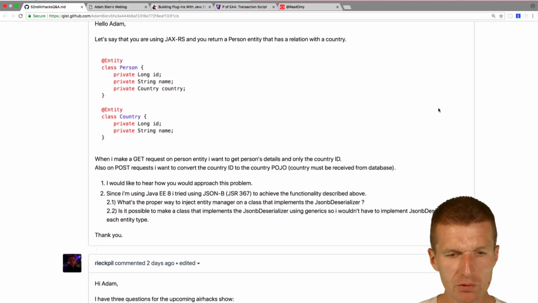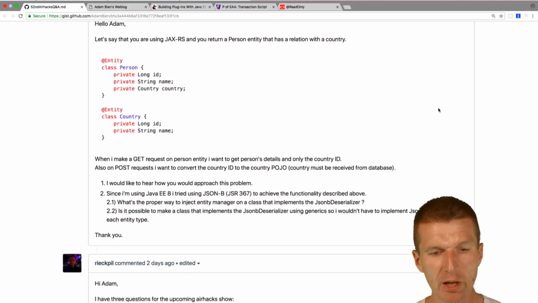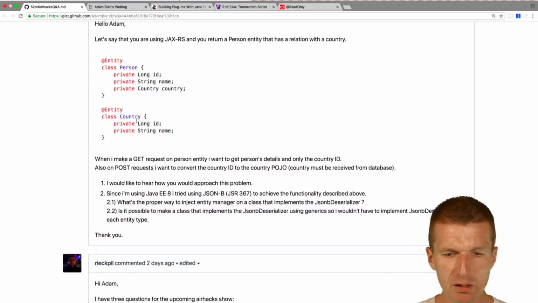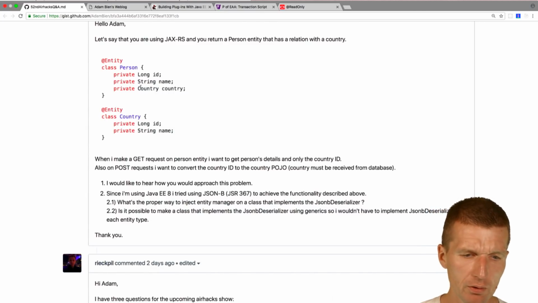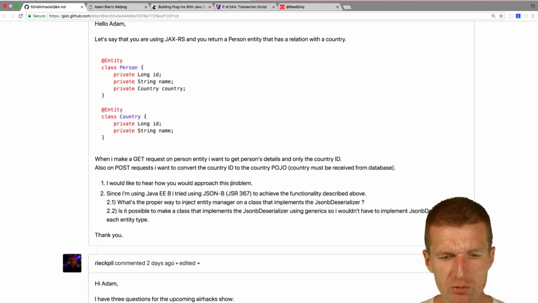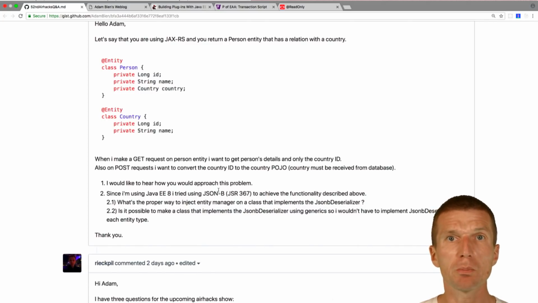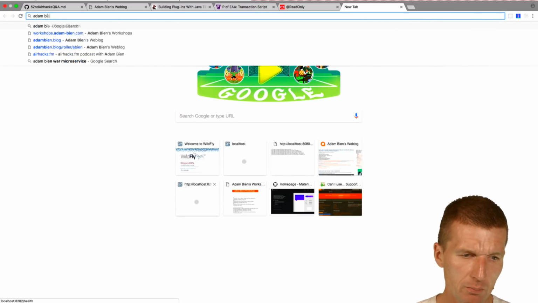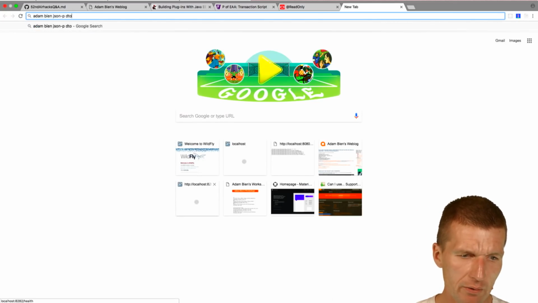So this one is simple. It's a long question, but it's simple. I hope I got it. So there are person and country, and depending on the REST path, he would like to return different slices from both entities. So like, have a flexible entity. I wouldn't use JSON-B for that. I would use JSON-P. And if you look at the code, Adam Bean, JSON-P DTO, I think.